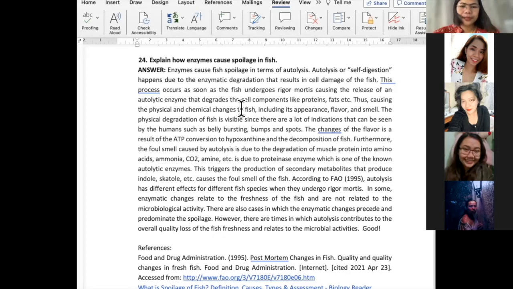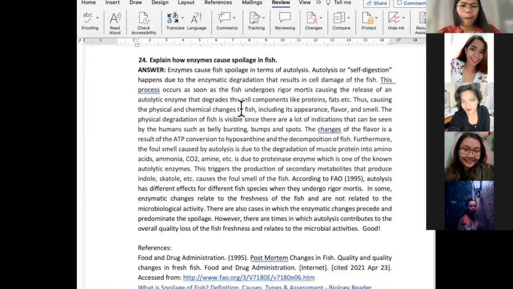The change in flavor is a result of the ATP conversion to hypoxanthine and the decomposition of fish. Furthermore, the foul smell caused by autolysis is due to the degradation of muscle protein into amino acids, ammonia, CO2, amine, etc., due to proteinase enzyme, which is one of the known autolytic enzymes. This triggers the production of secondary metabolites to produce indoles, ketol, etc., causing the foul smell of the fish.